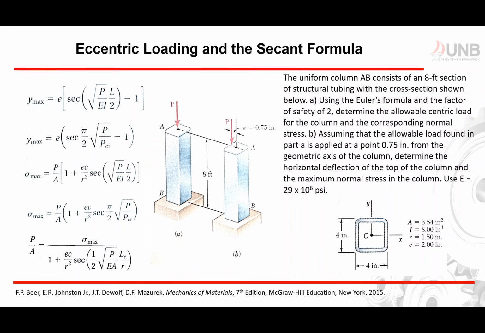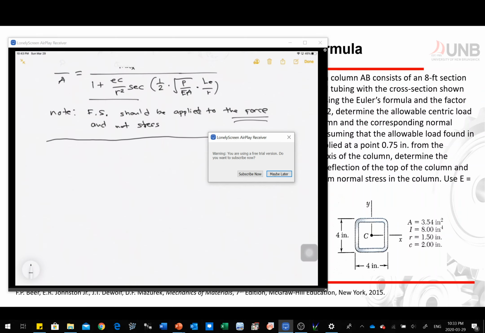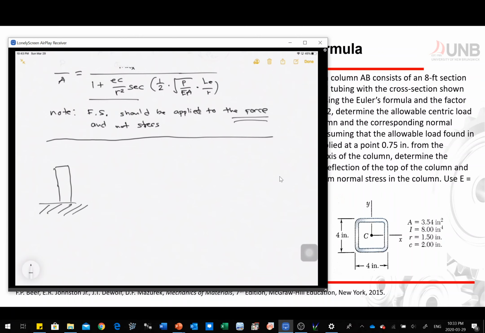Now the column has one fixed end. So your B is your fixed end, and then A is a free end. So our column looks something like this. That's your column, that's a fixed end. And let's say if you apply a load, it will buckle like this. Which means for this specific problem, your LE, your effective length, is equal to 2L.